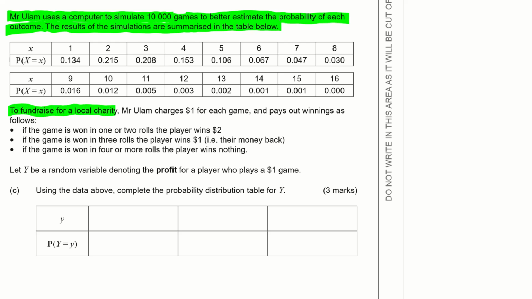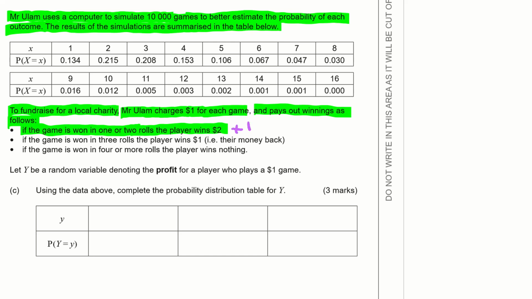To fundraise for a local charity, Mr. Ulam charges $1 for each game and pays out winnings as follows. If the game is won in 1 or 2 rolls, the player wins $2. So that would be a gain of 1. If the game is won in 3 rolls, the player wins $1, i.e. they get their money back. That would be a gain of 0. If the game is won in 4 or more rolls, the player wins nothing. So in other words, they lose 1.